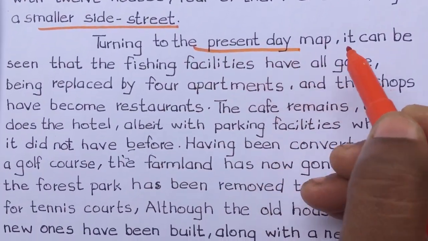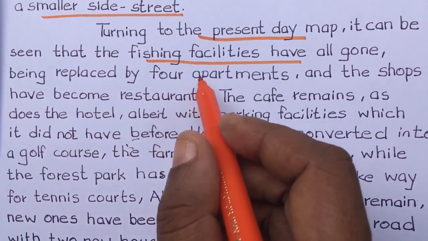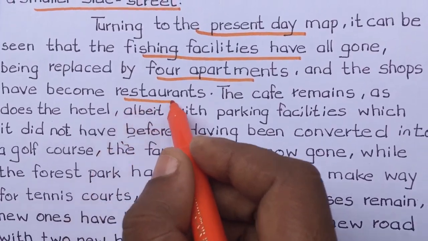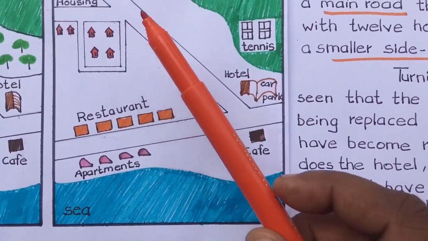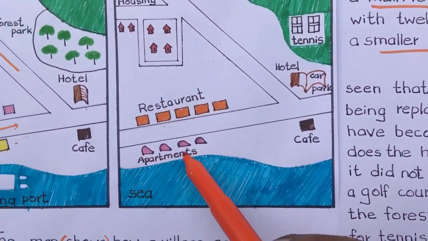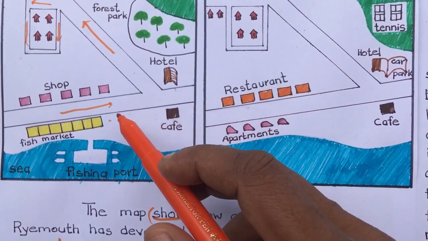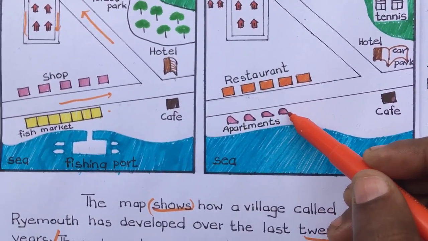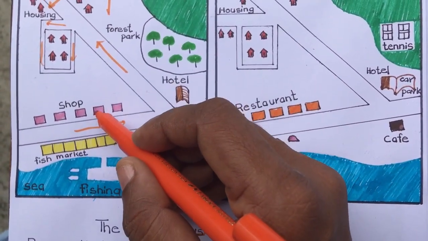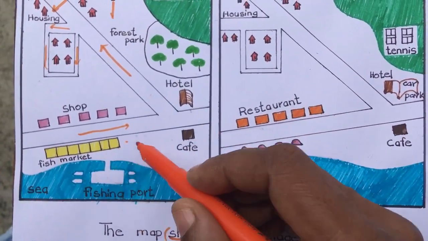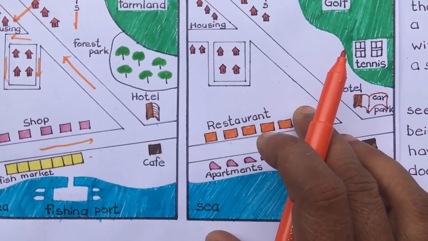Turning to the present day map, it can be seen that the fishing facilities are gone, being replaced by 4 apartments, and the shops have become restaurants. So let's read about the major trends. At present, what happened? It can be seen that the fishing facilities are gone. There are no fishing facilities, but what happened? It is replaced with apartments, 4 apartments you can say, and the shops have become restaurants. Where here it was shops, it was replaced with restaurants, or the fish market was replaced with the apartments. Got it? That is a major shift in the change.